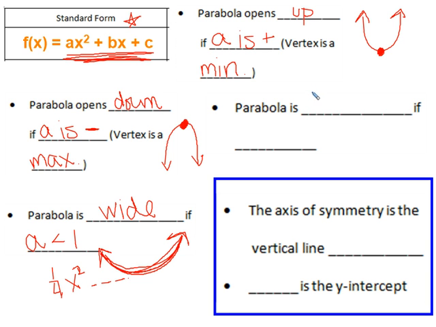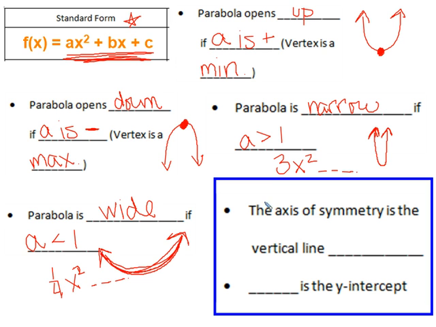On the other hand, maybe our parabola is narrow, really skinny, if a is bigger than 1. So maybe we have something like 3x squared and so on. We don't really know what this other stuff is, but as long as this a value, the number in front of the x squared, is bigger than 1, your U shape is going to be very skinny. So it's going to look maybe something like this. We don't know exactly how skinny it is, but we know it's going to be fairly skinny.